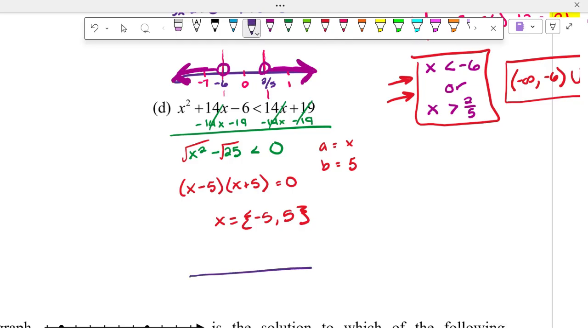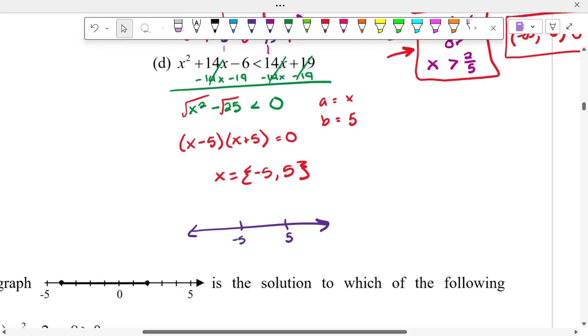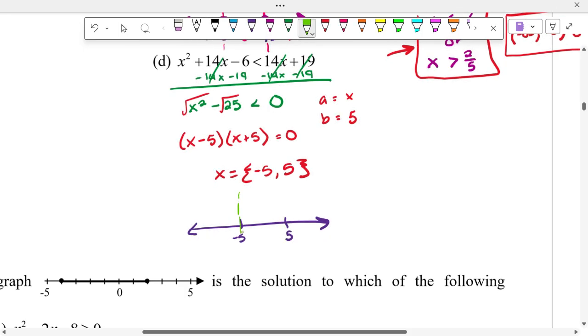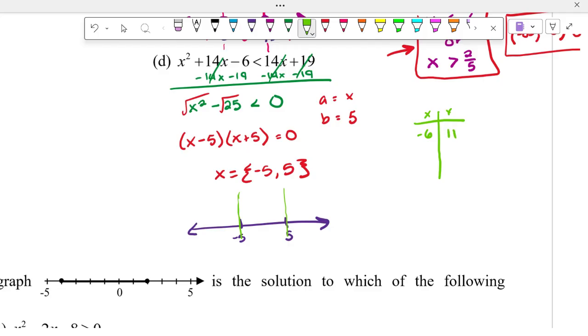So on a number line, that means we're dealing with -5 over here, 5 over here, and we need to find where it would fit in the solution set. All right, so we need to have our 3 number checks. So what's a number that's relatively less than -5? -6. So if I plug it into x squared minus 25, what's -6 squared? 36 minus 25? 11.